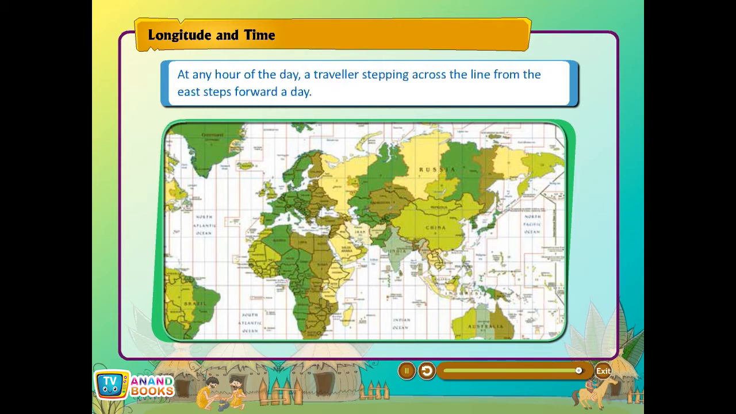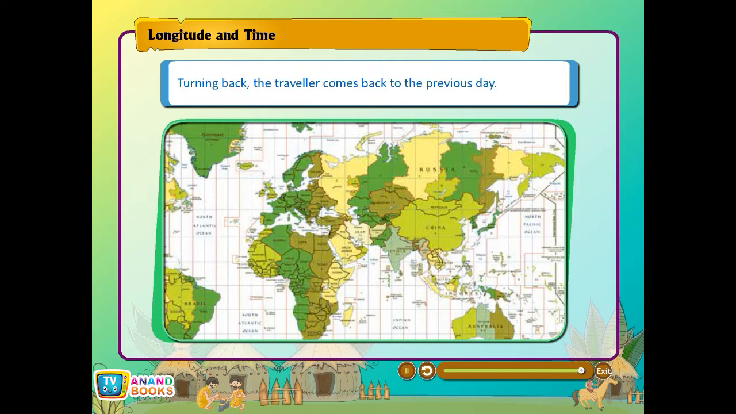Along the 180-degree longitude, there is the international date line where each calendar day starts and ends. At any hour of the day, a traveler stepping across the line from the east steps forward a day. Turning back, the traveler comes back to the previous day.